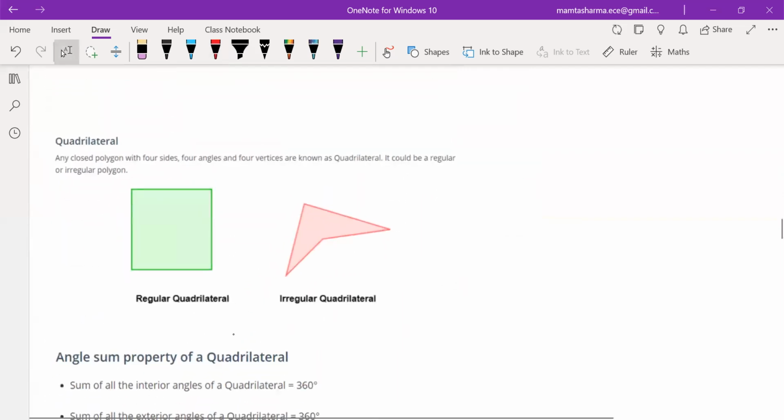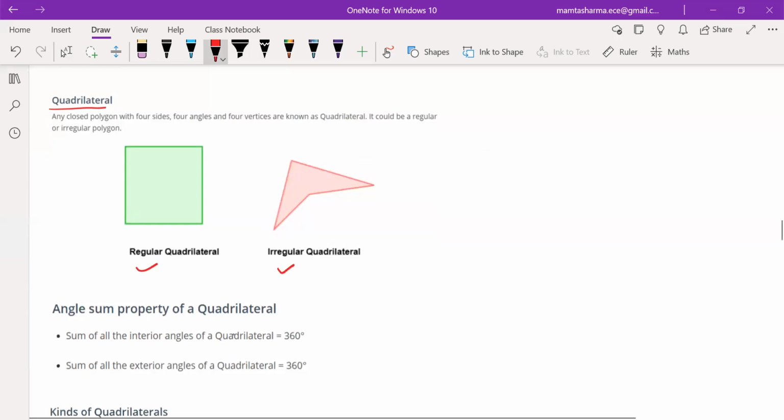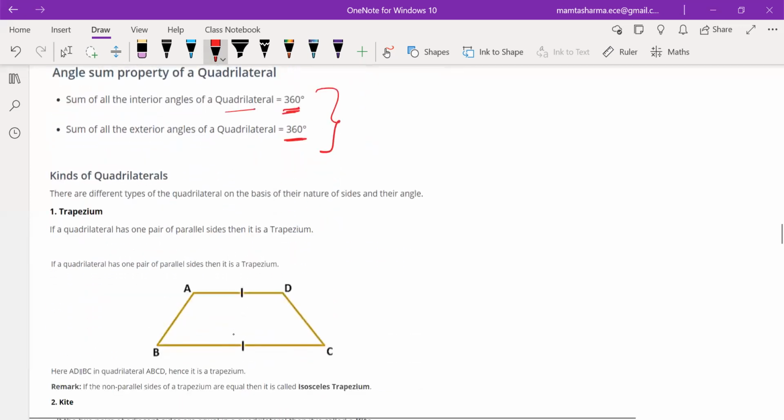Okay. Now we will move to the quadrilateral. Now we will see the shape of four sides, the shape which is having four sides. It may be irregular or regular type. It may be convex or concave type. As we know, the angle sum property for the quadrilateral, the sum of all interior angles will be 360, as well as the exterior angle sum will be 360. So for a quadrilateral, the sums of interior and exterior angles are the same.